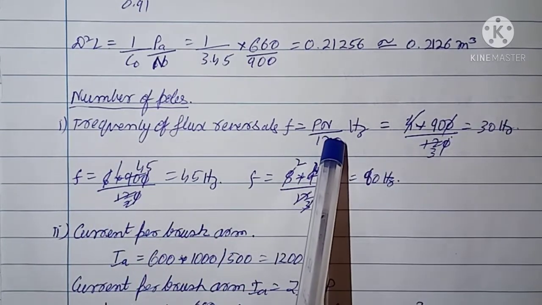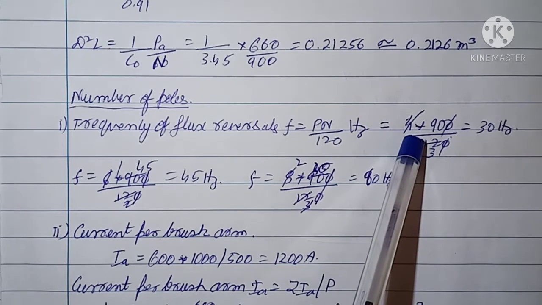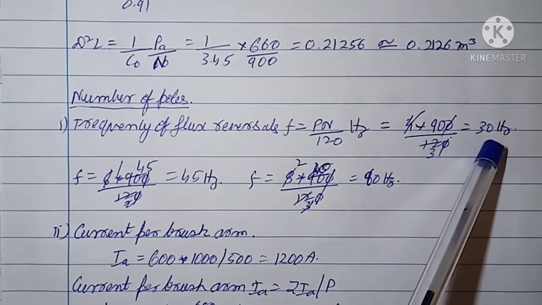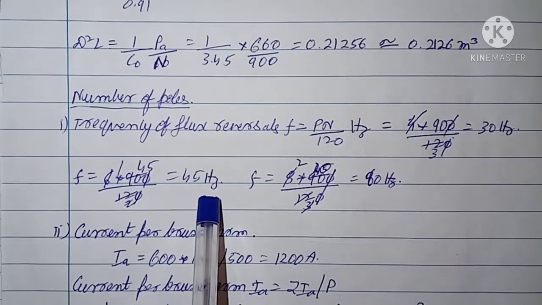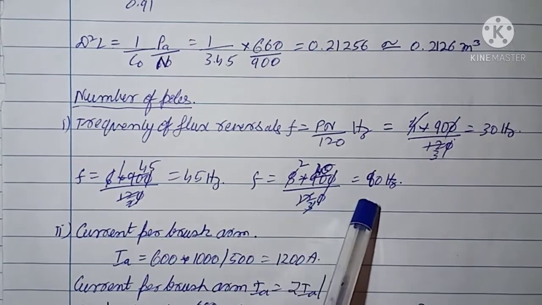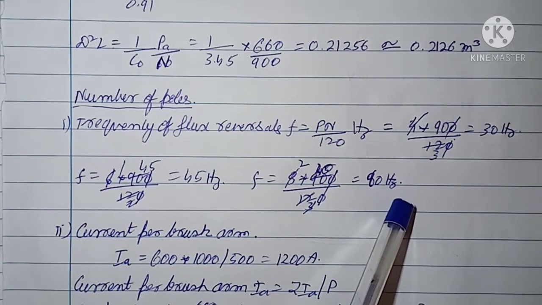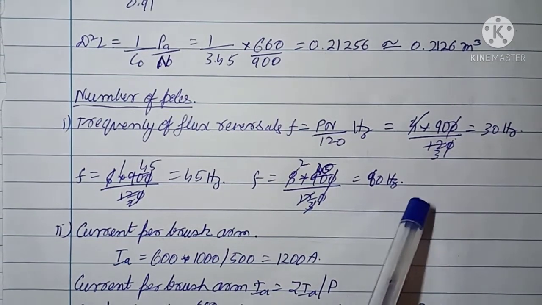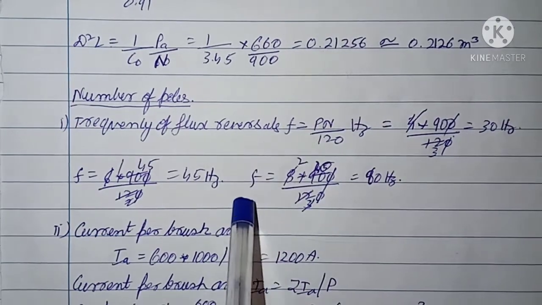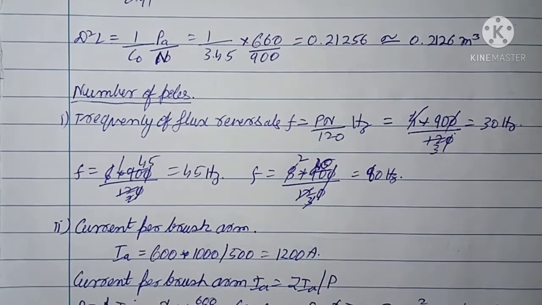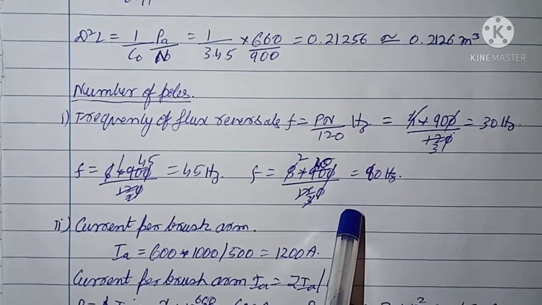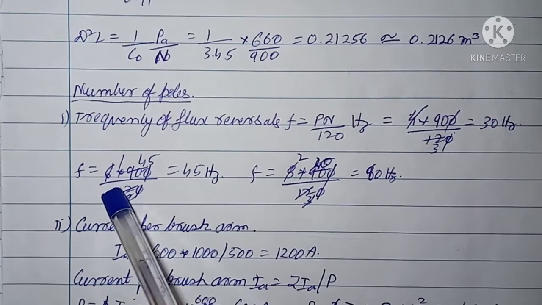With this basic equation, for a 4-pole machine we get the frequency of flux reversal to be 30 hertz, for 6 poles 45 hertz, and for 8 poles 60 hertz. From this, the 8-pole is excluded, because it is said that the frequency should not exceed 50 hertz. So we have to choose between 6 and 4.